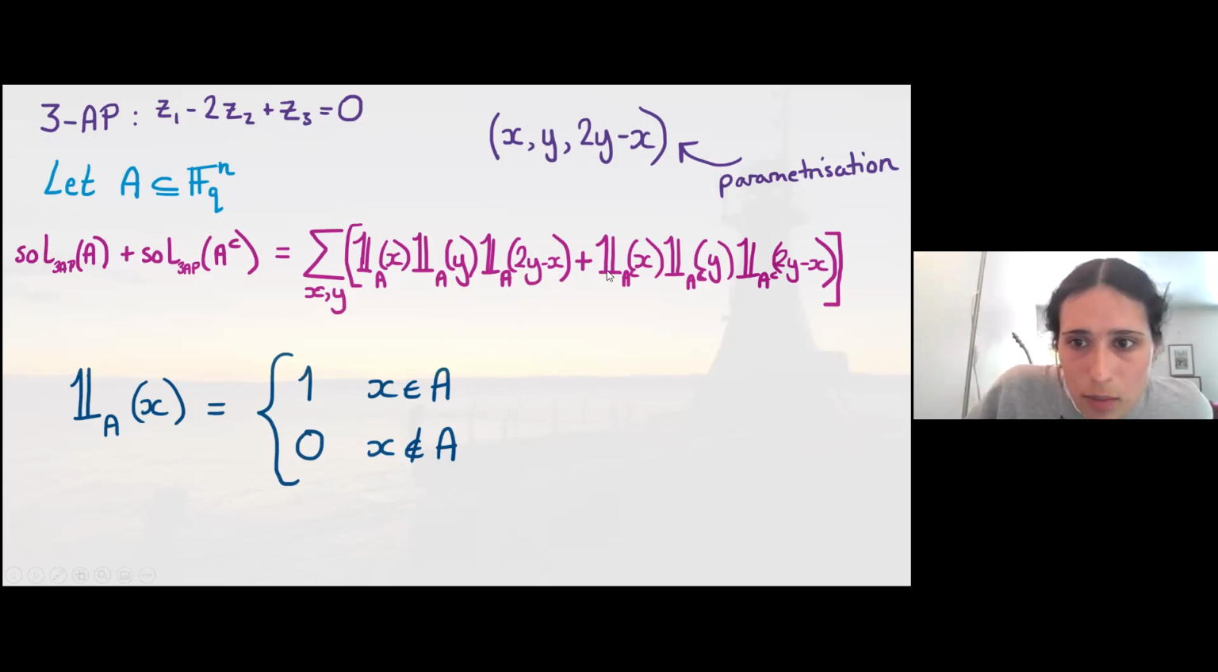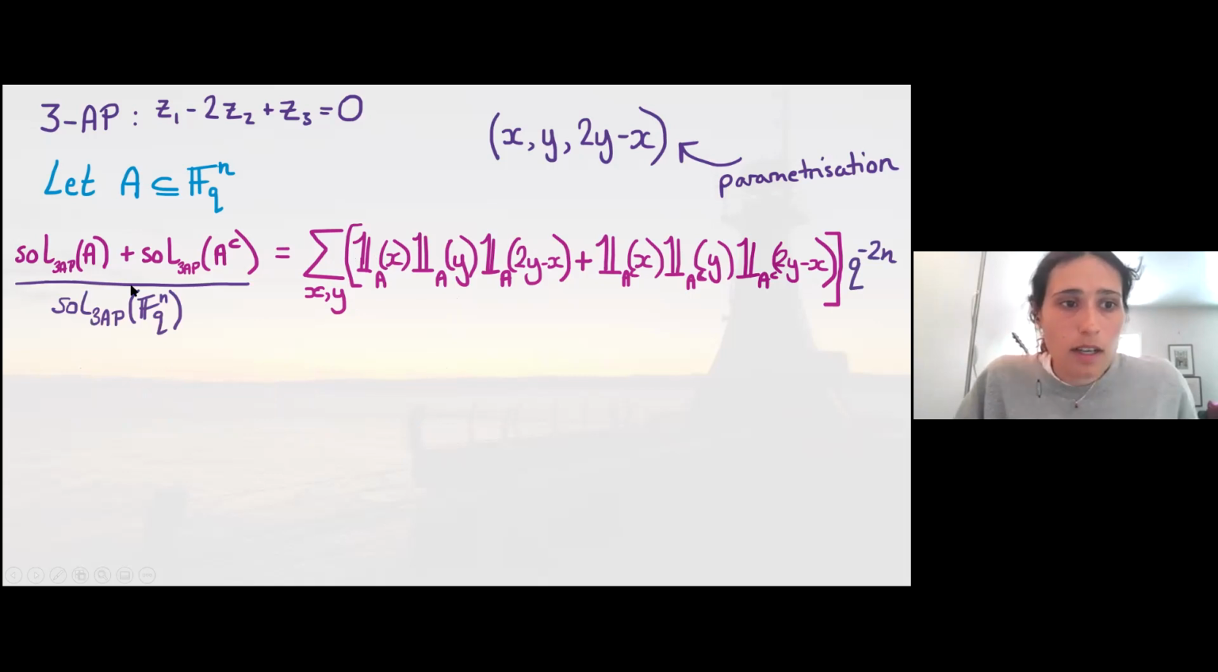And this is going to give you a 1 when this particular solution is in A complement. And we know that all the solutions have this form. So if we take the sum over all x, y, this is going to precisely count the number of solutions in A plus the number of solutions in A complement. But what we care about is the density, so we just divide through by this, and this corresponds to dividing through by this on the other side.